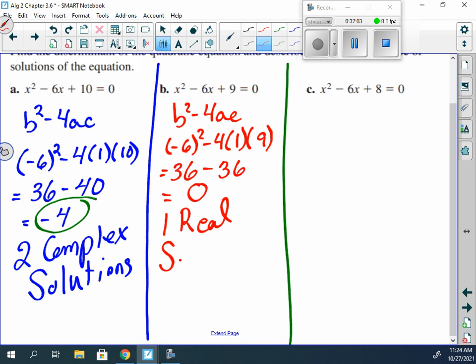Real solution, which would actually work out to be 3 if we went and solved it. Any questions on this here before we look at the last one?